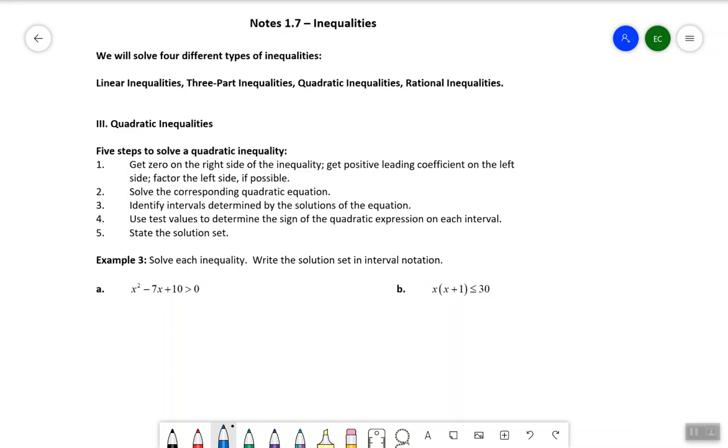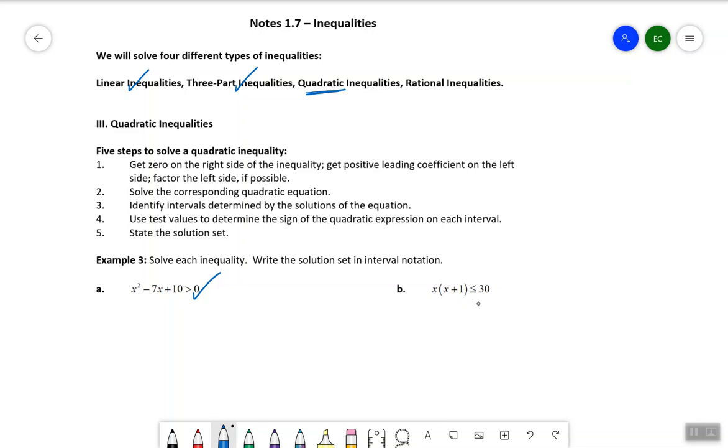Okay, we're making some headway here in section 1.7. We already talked about linear inequalities and three-part inequalities, and we're working on quadratic inequalities right now. We had one example already, and now we have one more. It's example 3b that we'd like to work through.